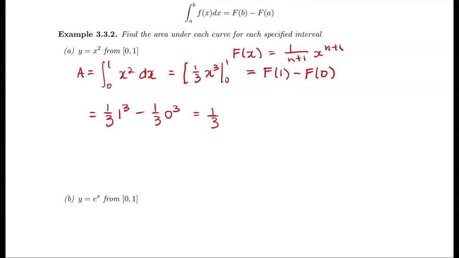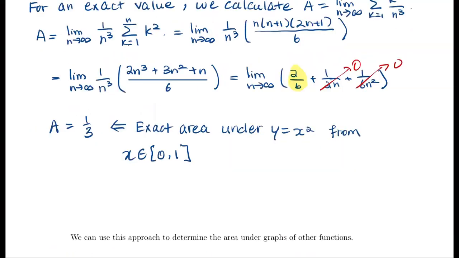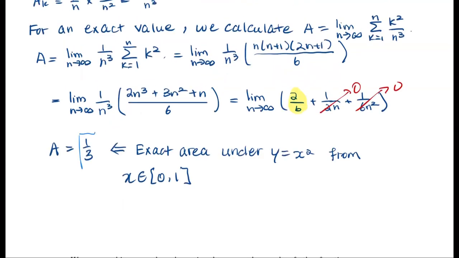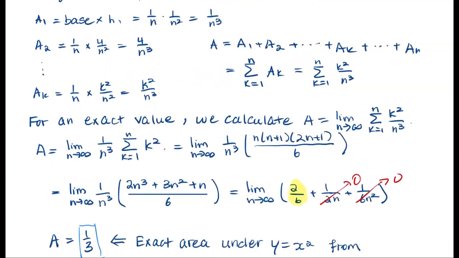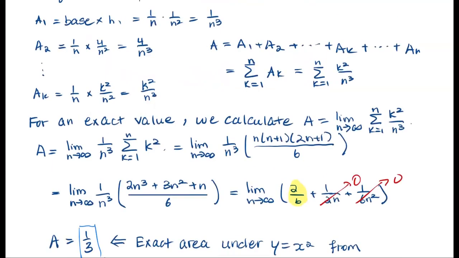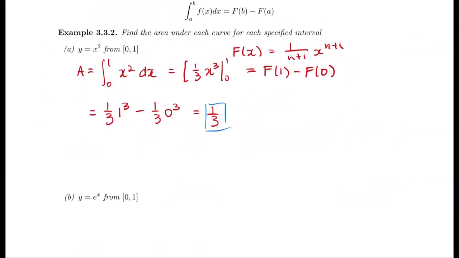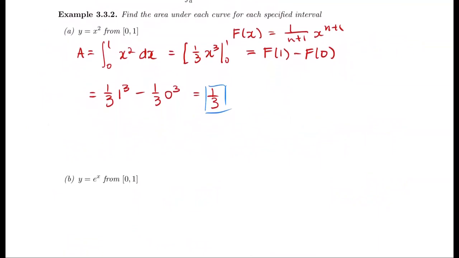Now this area that we have found is the same as the one that we approximated earlier on this page. So we calculated the same area, 1/3, between 0 and 1, but by using that long process, which is no longer necessary because we now have definite integrals, which makes it a lot easier to calculate.